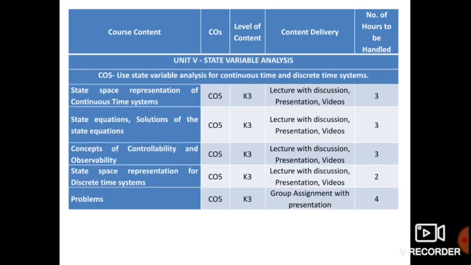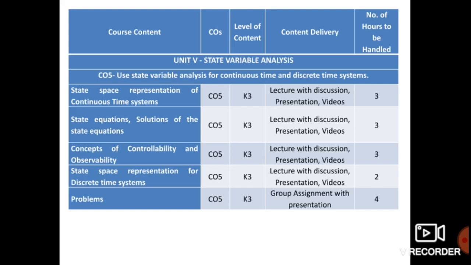Next, the last unit, unit 5, is state variable analysis. This unit 5 will be seeing about the state space representation of both the continuous time system and discrete time system.